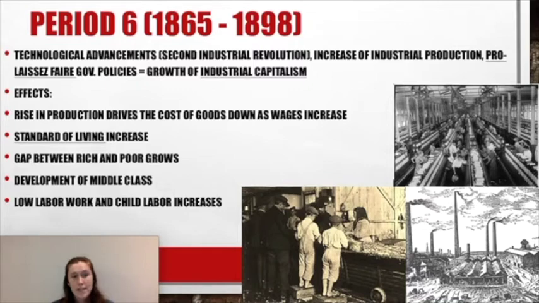What we're going to see is because we have mass production in large quantities never seen before, we are able to produce more with the same amount of people and energy output. And as such, this is going to drive down the cost of goods while also increasing the wages that people are able to earn, as well as making more goods available to be consumed. We're also going to see a standard of living increase. We see a development of the middle class.